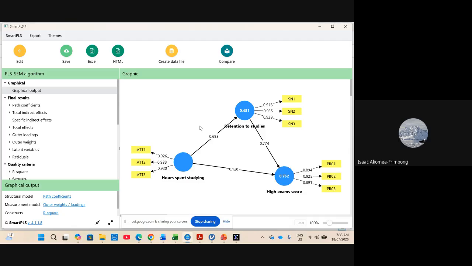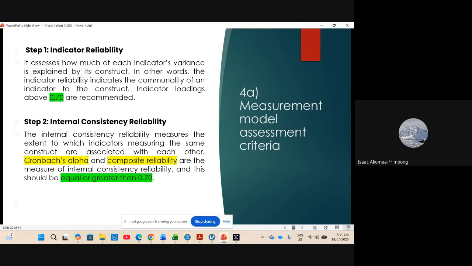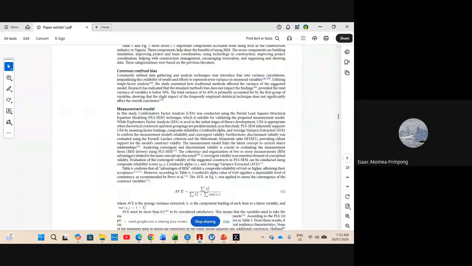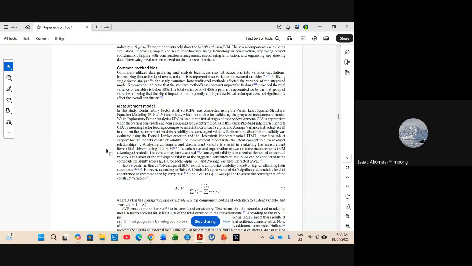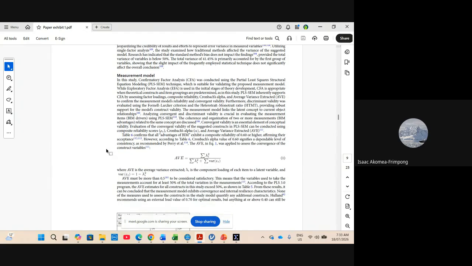So, measurement model. That's the first thing that you have to look at. One, check the indicator reliability. Within the measurement model, report. When you are writing, that's exactly what the person did in this work. I will not go into the details of what they have said.